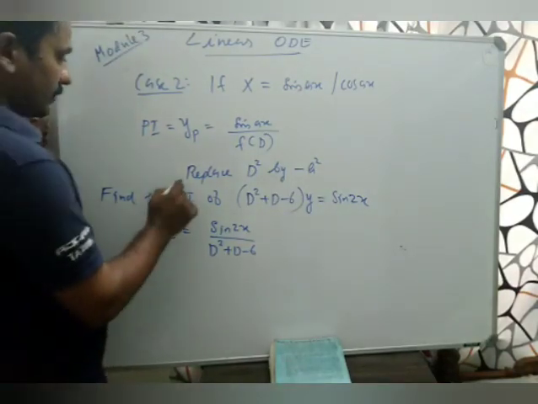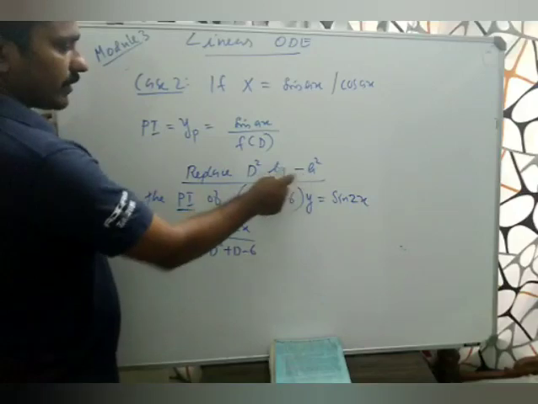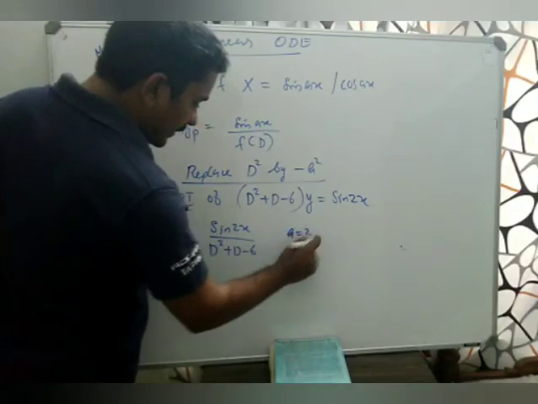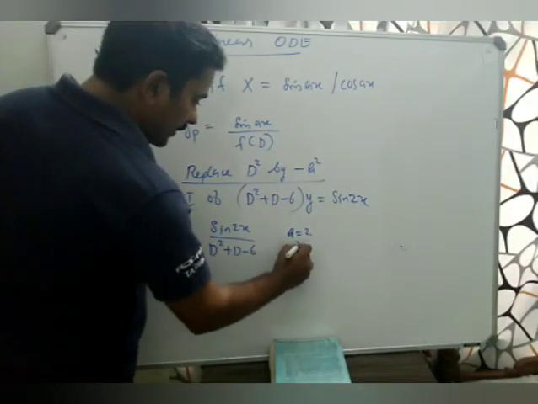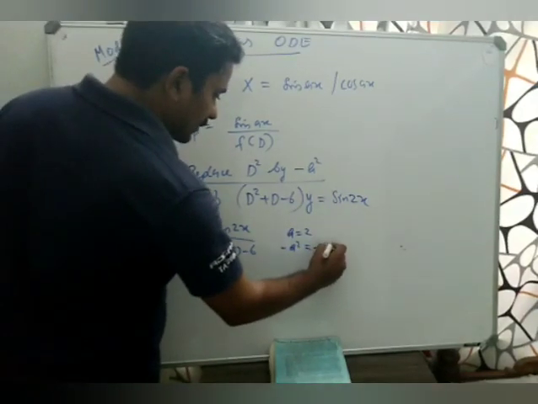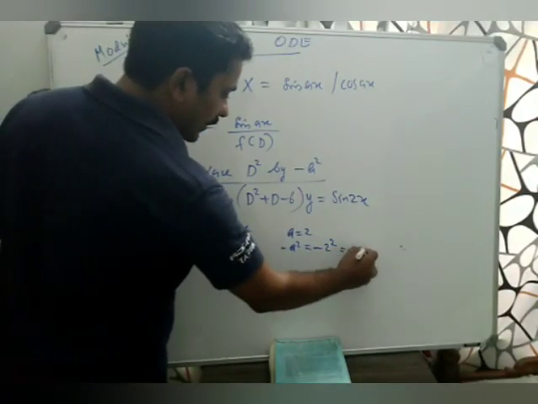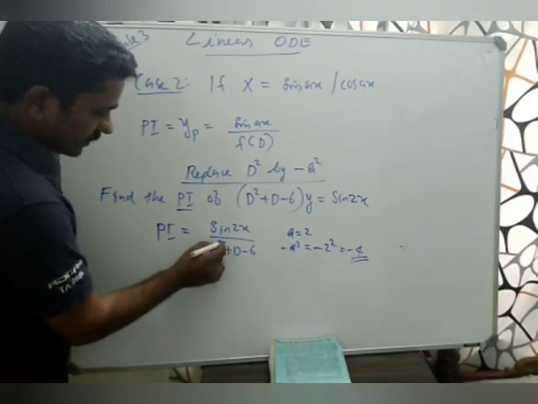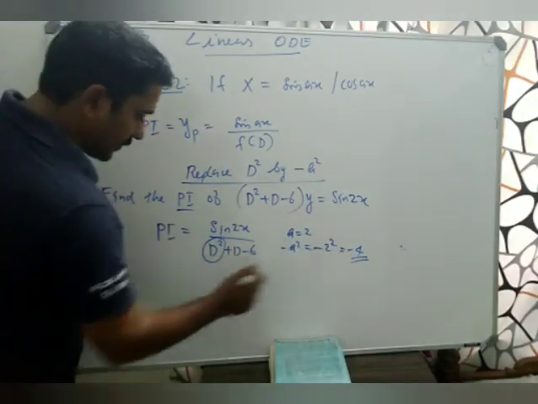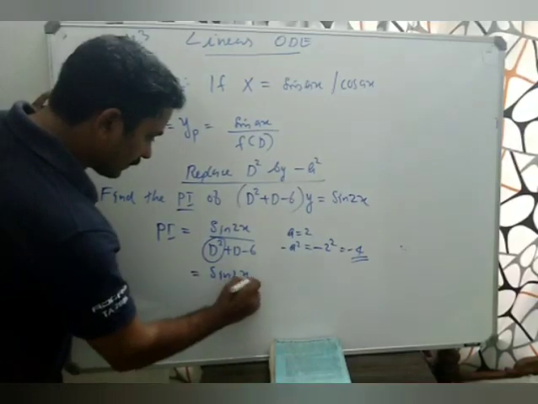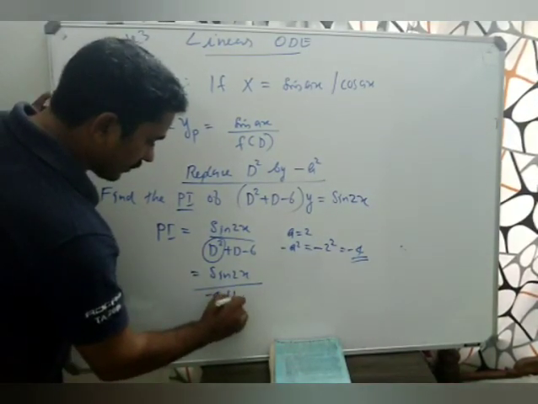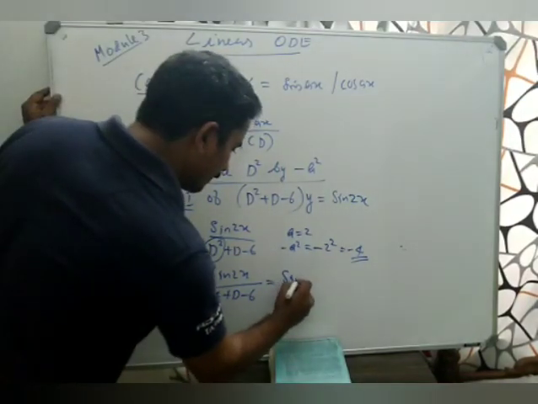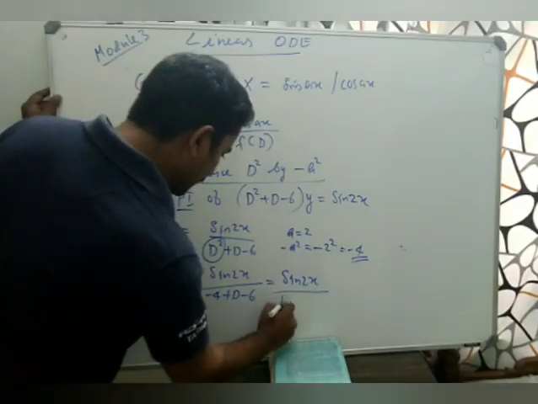Now the method is this: replace D square by minus a square. So here a is equal to 2, minus a square is equal to minus 2 square, that is minus 4. That means we are going to replace this D square by minus 4. So you'll get sine 2x over minus 4 plus D minus 6, and you will get sine 2x by D minus 10.